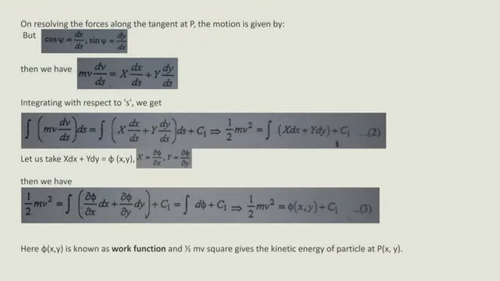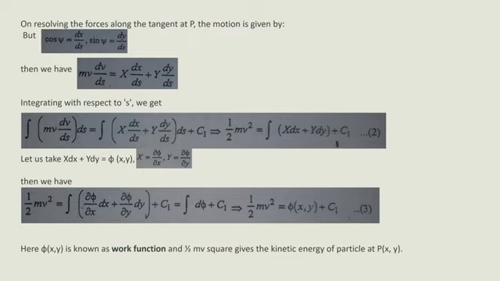On resolving the forces along the tangent at P, the motion is given by cos phi equals dx upon ds, sin phi equals dy upon ds. But then we have mv dv upon ds equals capital X dx upon ds plus capital Y dy upon ds. Integrating with respect to s, we get the following equation as equation 2.